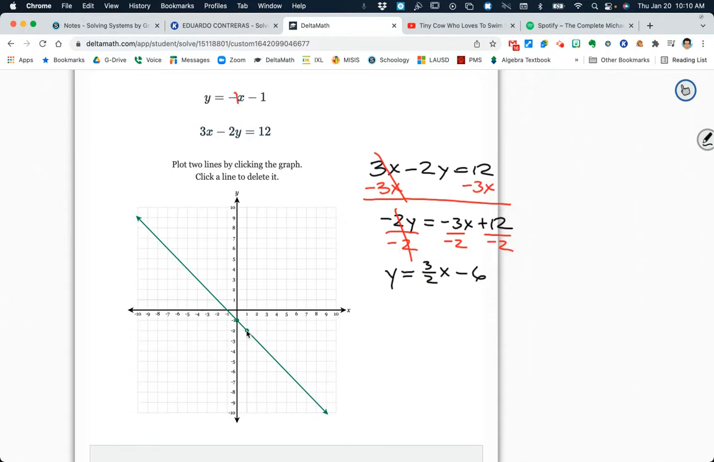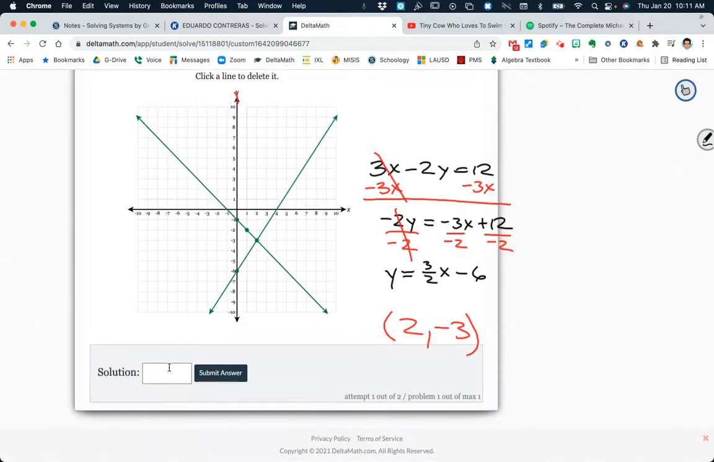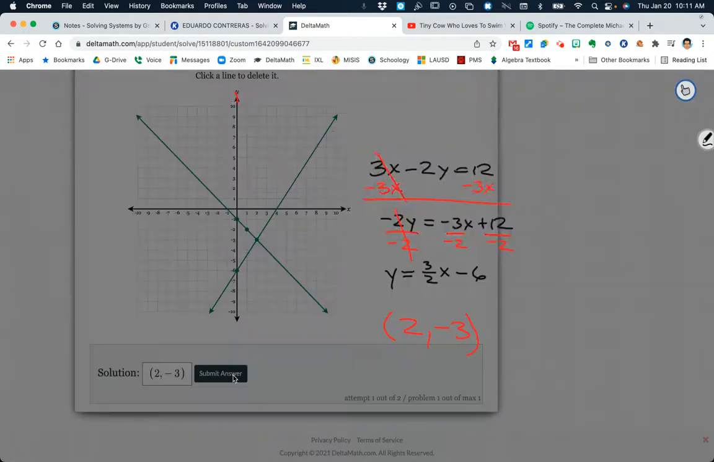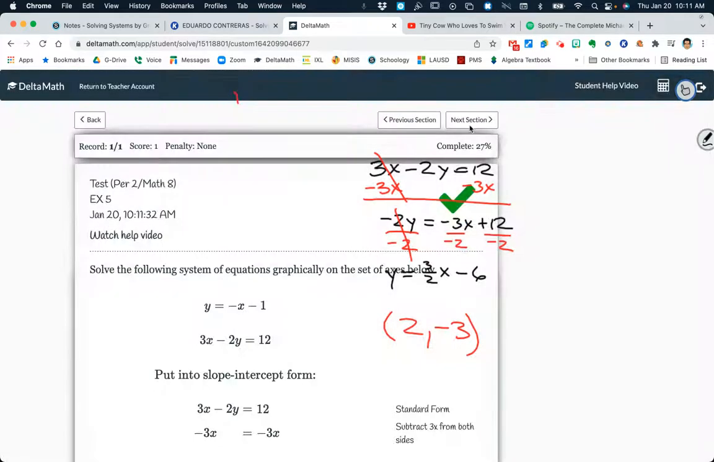So this is telling me on the y-axis at negative 6 is the first point. Then I go up 3 over 2. So the solution is at 2, negative 3. Negative 3, guys, for example 5.